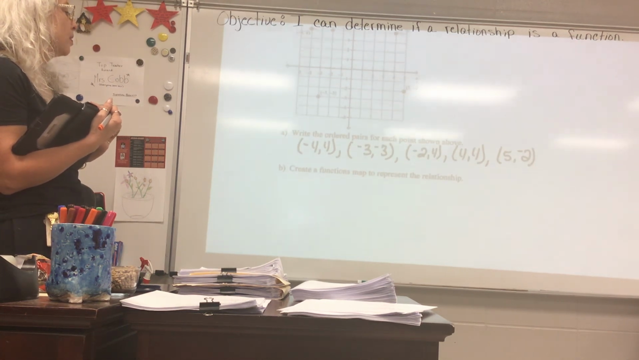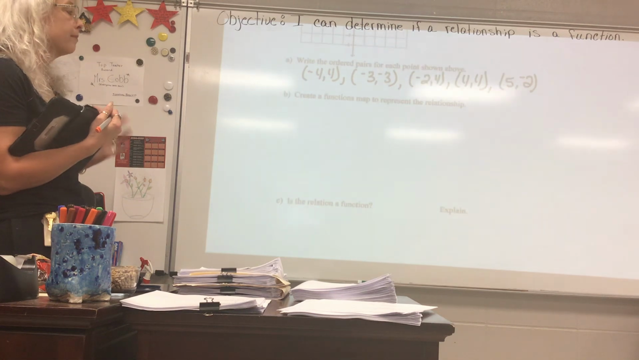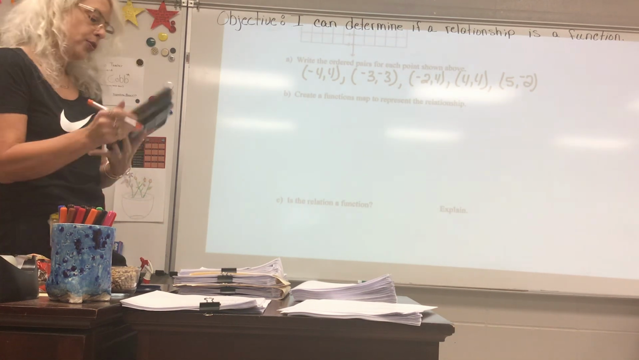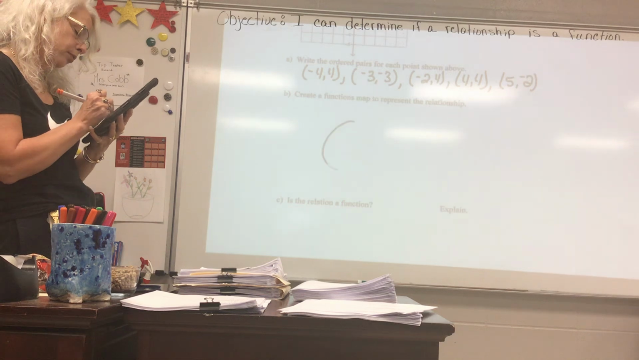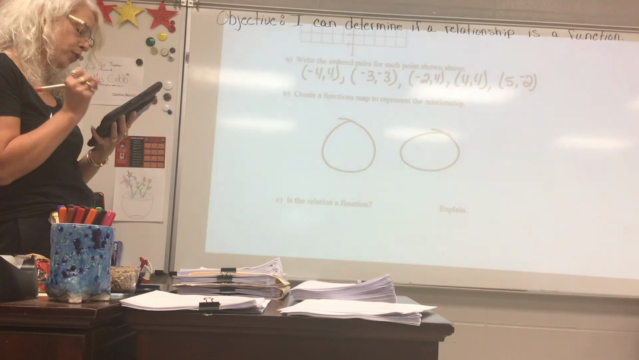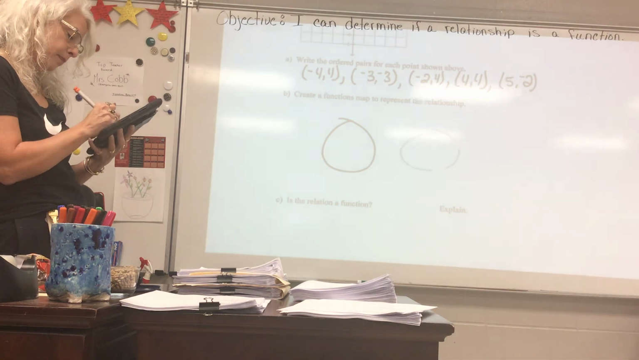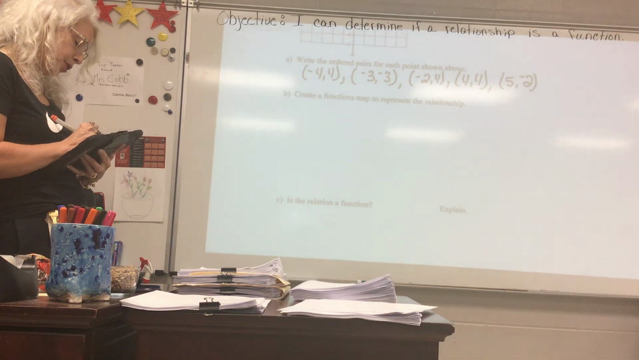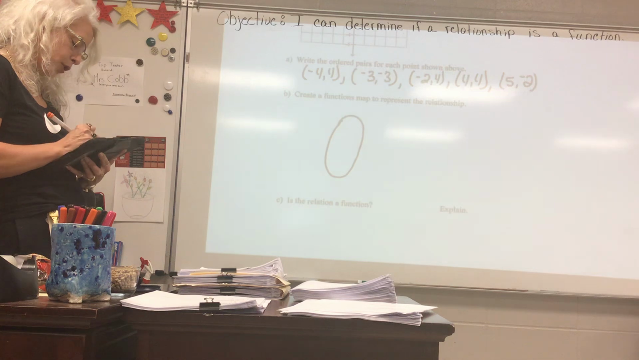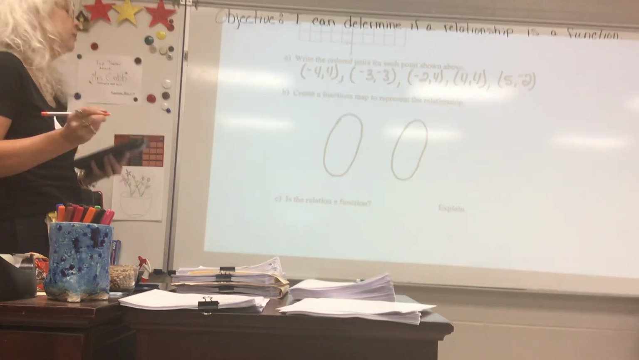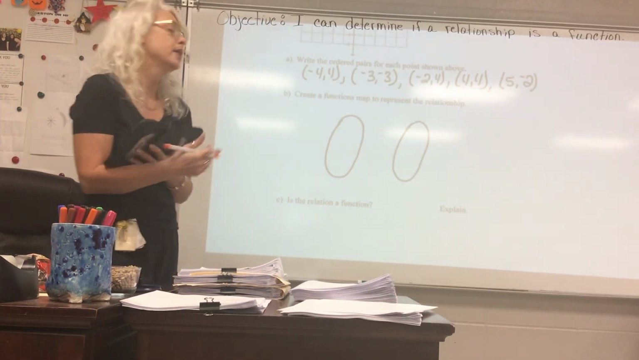Now, create a function map to represent this relationship. So I'm gonna start off with an oval, and another one. Mine looks more like zeros. Make sure you give yourself some space in between them. Do not put them straight together.